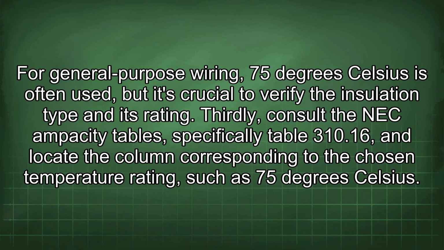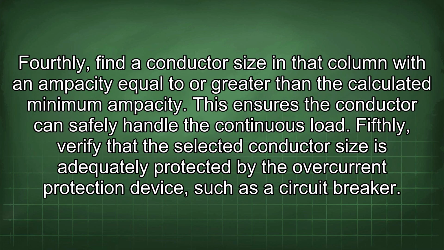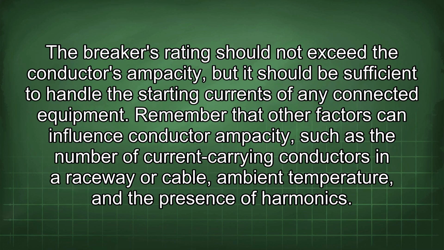Fourthly, find a conductor size in that column with an ampacity equal to or greater than the calculated minimum ampacity. This ensures the conductor can safely handle the continuous load. Fifthly, verify that the selected conductor size is adequately protected by the overcurrent protection device, such as a circuit breaker. The breaker's rating should not exceed the conductor's ampacity, but it should be sufficient to handle the starting currents of any connected equipment.